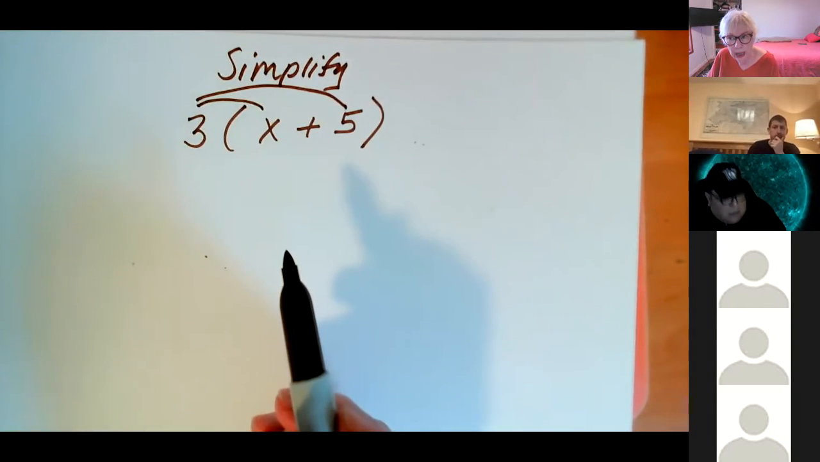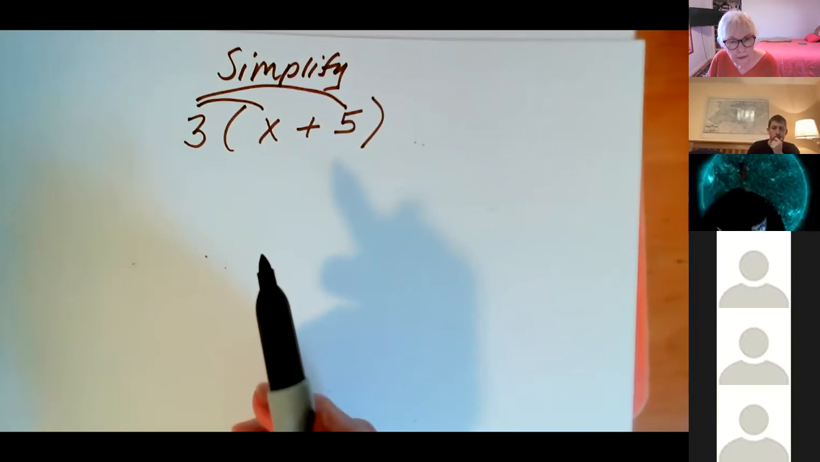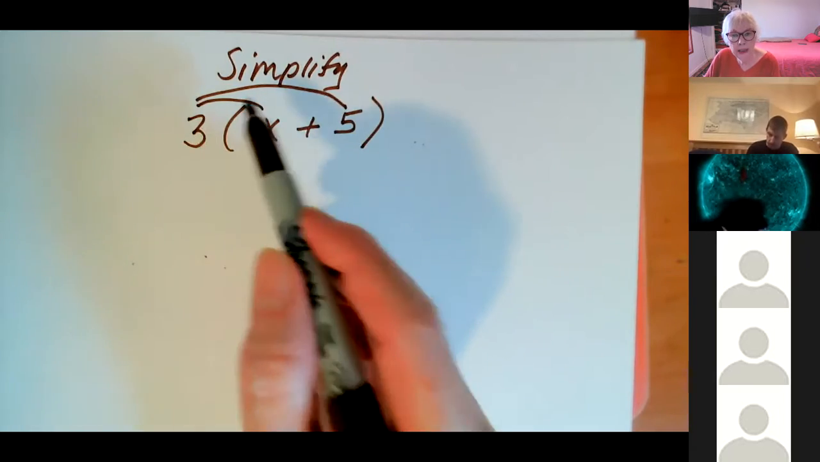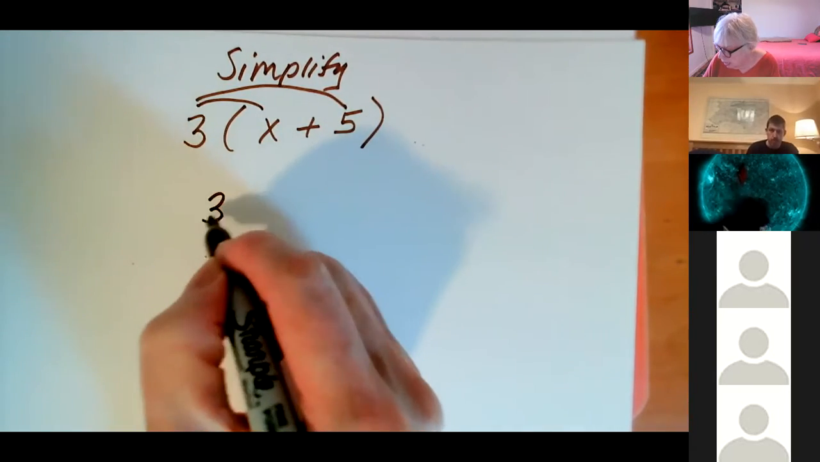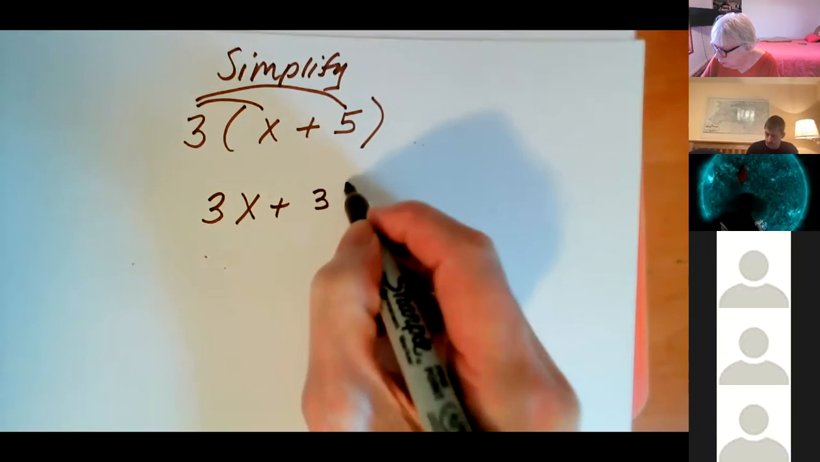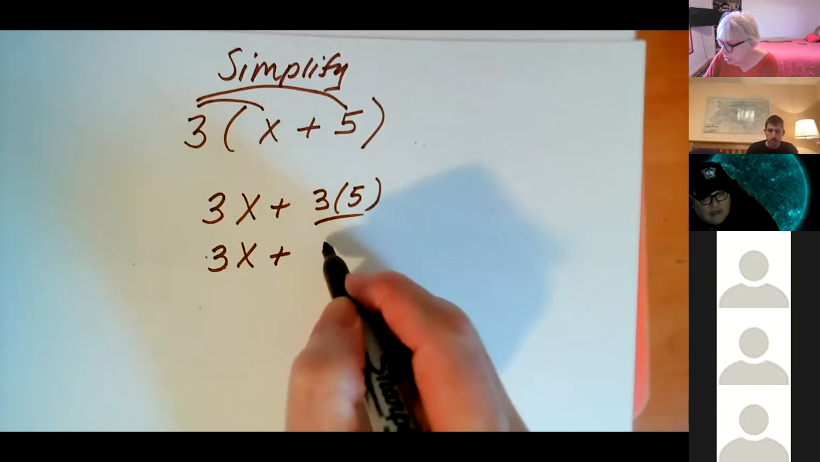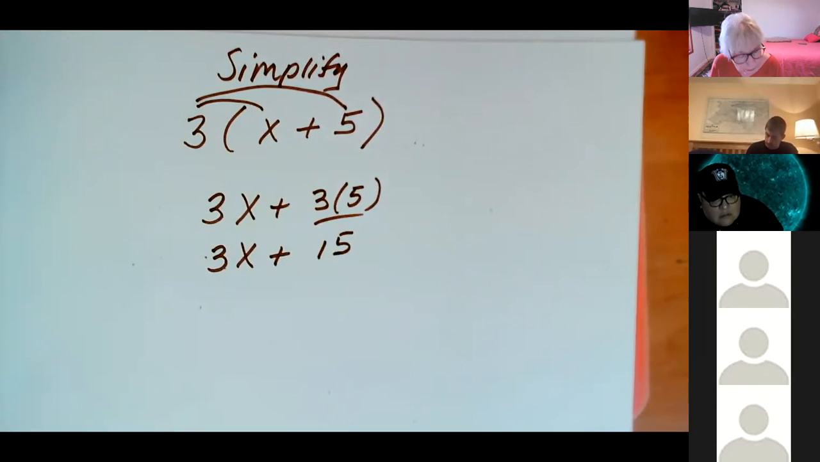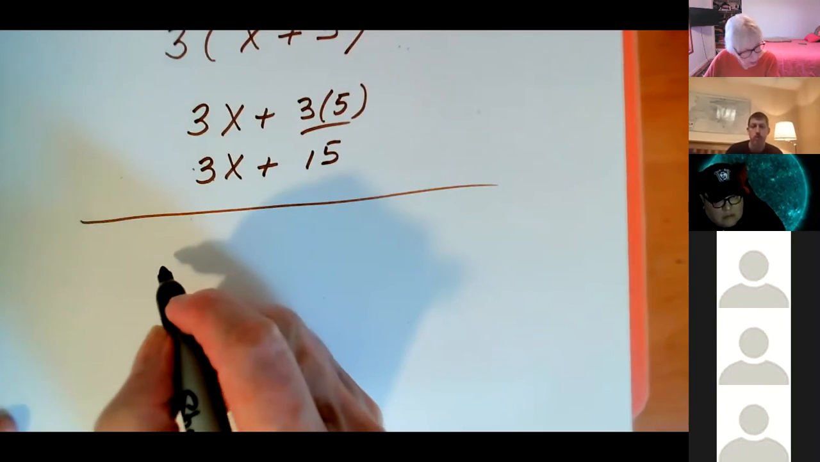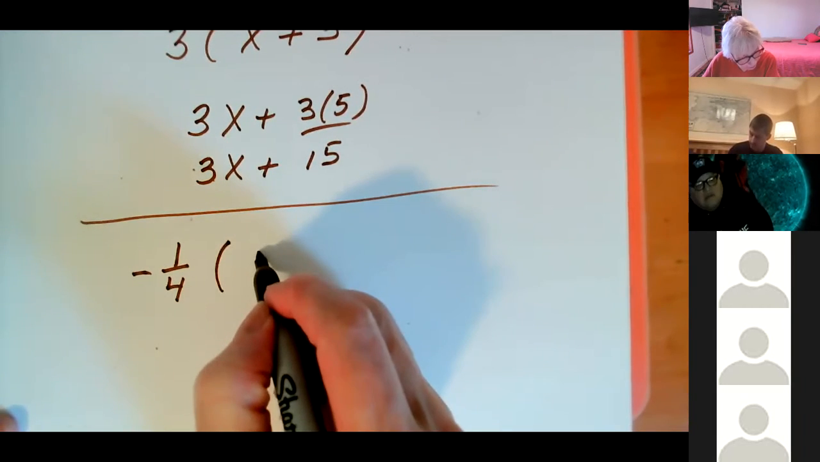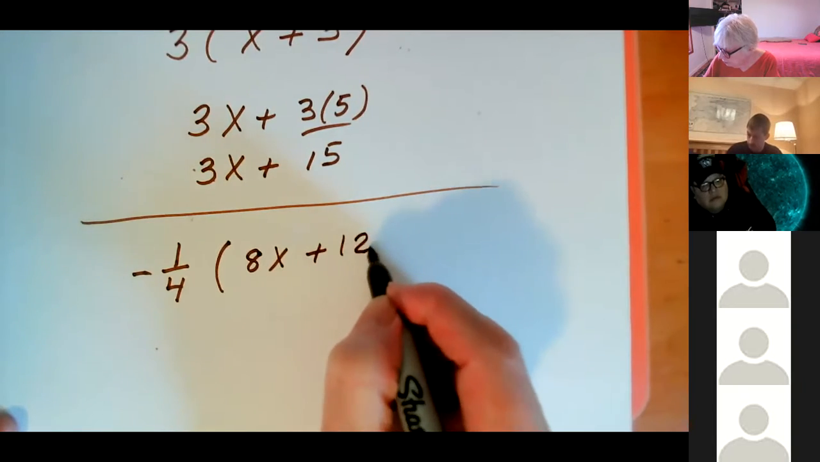we can distribute. And so this is something we'll demonstrate various ways. So it's the 3 times the first one plus the 3 times the second one. So this would be 3x plus 3 times 5, and I probably would have just gone straight to the answer, 3x plus 15. Is that okay with you? So we may have done that before. I wanted to show you one. This is the way the book wrote it.